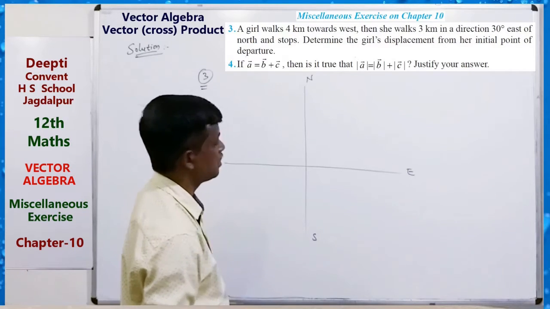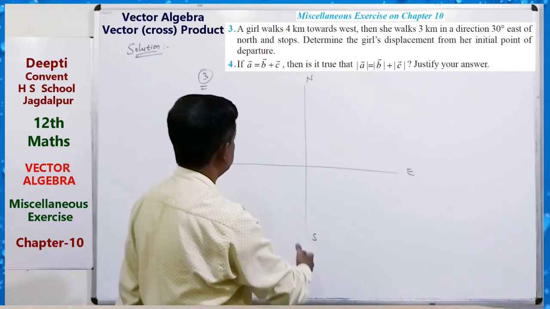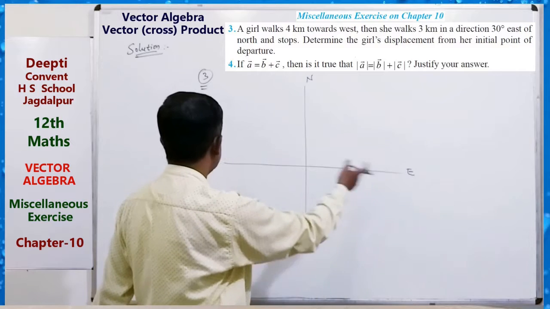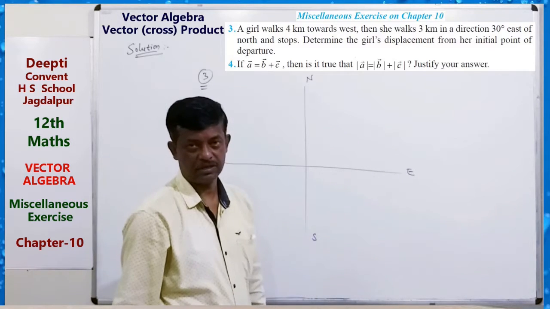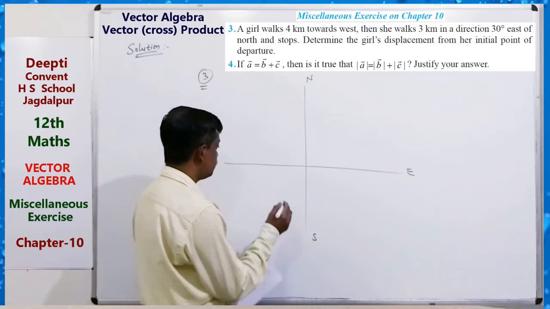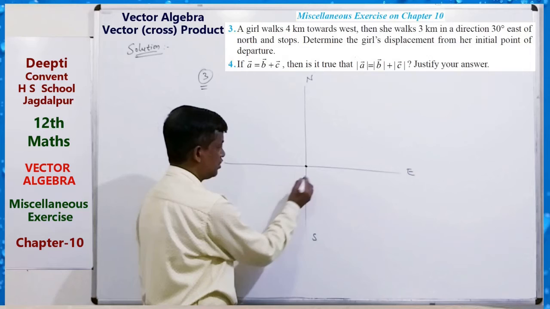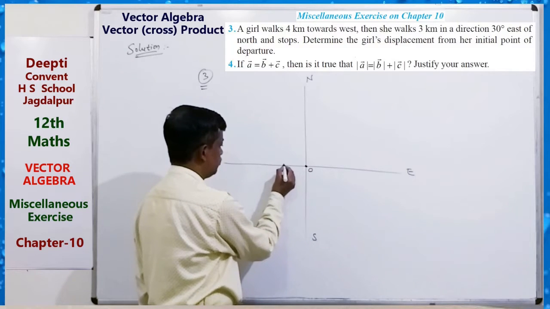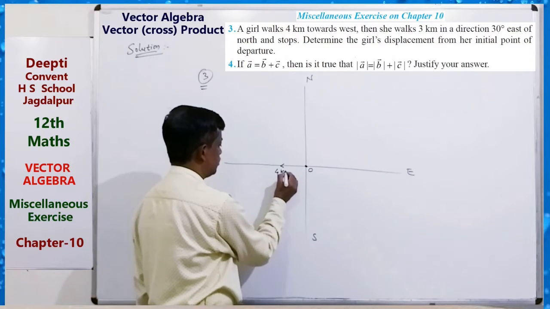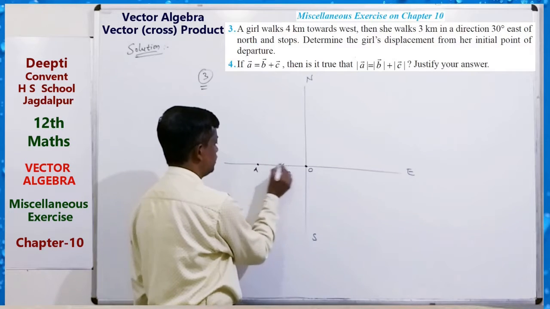Okay, this type: north, south, east, west. So the girl walks 4 kilometers towards west. Suppose she starts from here, 4 kilometers up to here, like this. OA.